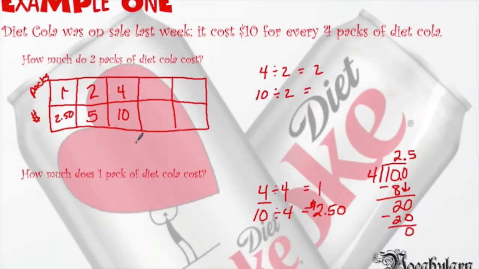Alright, so we talked about a couple of different words at the beginning. We talked about rate, unit rate, and the rate unit. So looking at this, my rate, I'm comparing 2 different things. So I'm comparing dollars to packs. So my rate is $10 for every 4 packs. My unit rate is how much I pay for 1. So my unit rate would be $2.50 for 1 unit, for 1 pack. And my rate unit is dollars per pack. So that's what I'm labeling it with.